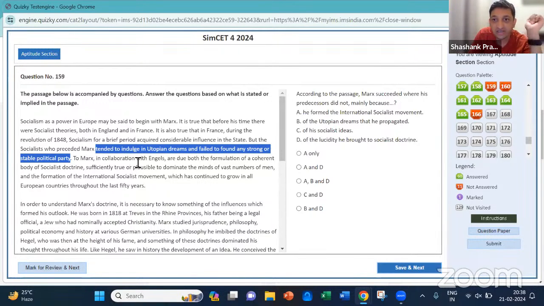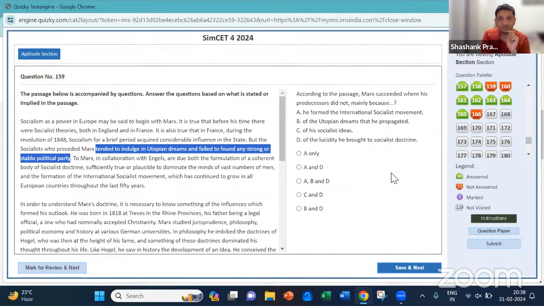Brilliant. ये तो मिल गए. Because of the utopian dreams he propagated. So B तो definitely नहीं है. So option C and E are out. Third and five options are out. Socialist ideas भी नहीं बोल सकते because there were socialist theories before that. So C is also not right. So this option is gone. So either it's A only or A and D. So A is definitely right.